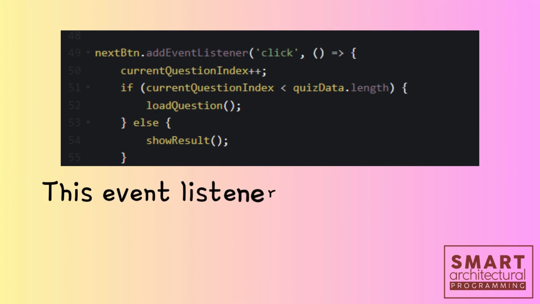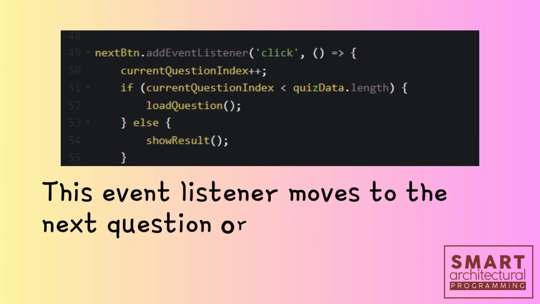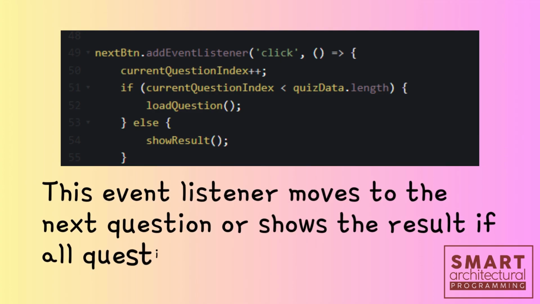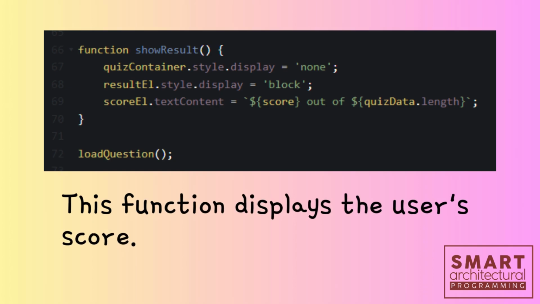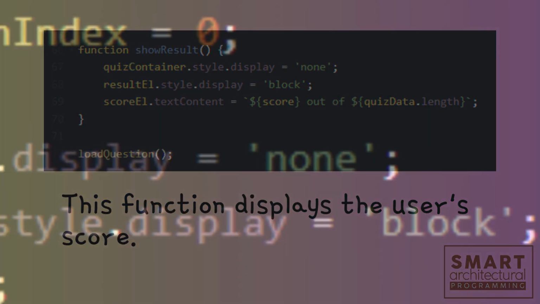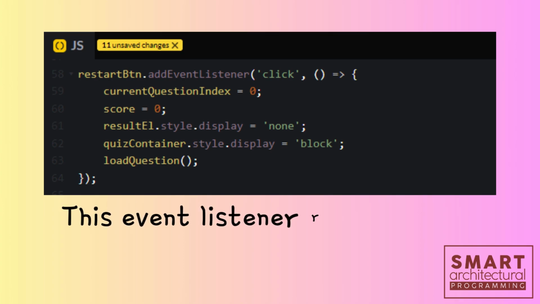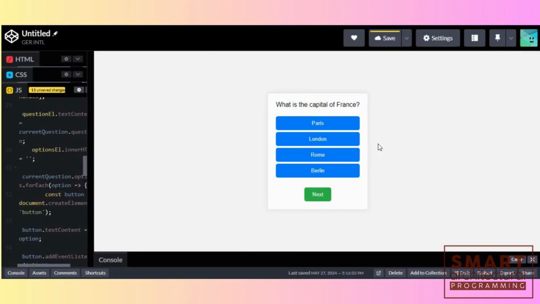5. nextBtn.addEventListener click. This event listener moves to the next question or shows the result if all questions are answered. 6. Show result. This function displays the user's score. 7. restartBtn.addEventListener click. This event listener restarts the quiz. With these components, we've built a functional quiz app that tracks the user's score.